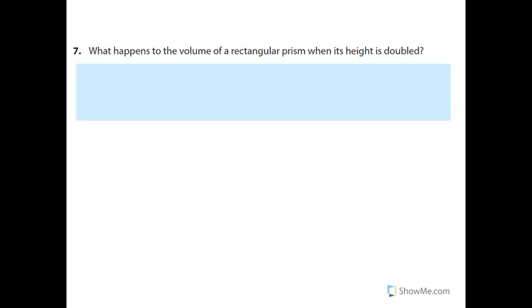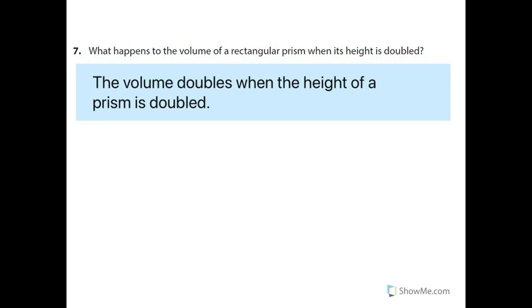All right, number 7. What happens to the volume of a rectangular prism when its height is doubled? And here's what I'm going to say. The volume doubles when the height of a prism is doubled. And just a simple one here, I'm going to do 2 times 2 times 2, right? So 2 times 2 is 4, and 4 times 2 is 8.